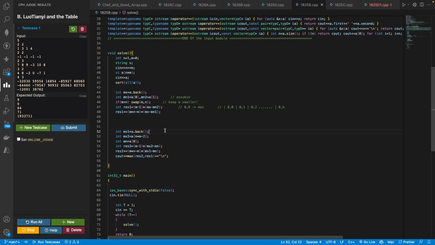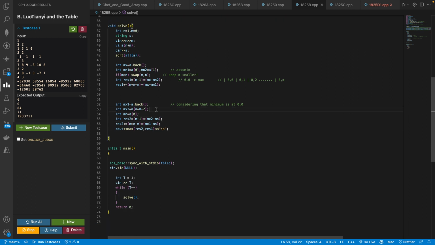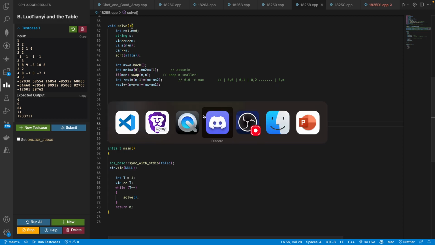Now what about res 2? Now this is considering that the minimum is at 0, 0. If the minimum is at 0, 0, then the element just to the right of it and just to the bottom of it would be the maximum ones. So we'll do exactly the same operation over here as well. And whatever value I'm getting as the minimum, if it's in res 1, I'll print res 1. If it's in res 2, I'll print res 2. Cool. I hope this is also clear.